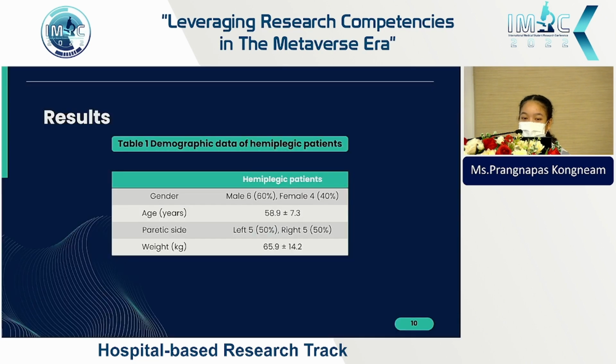And here are our results. The first table is the demographic data of the hemiplegic patients, consisting of 60% male and 40% female. The average age is about 58.9 years, and we have 5 left-side paretic patients and 5 right-side paretic patients.